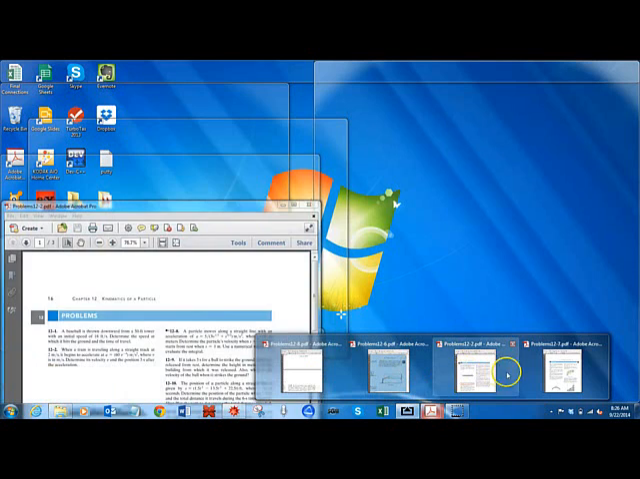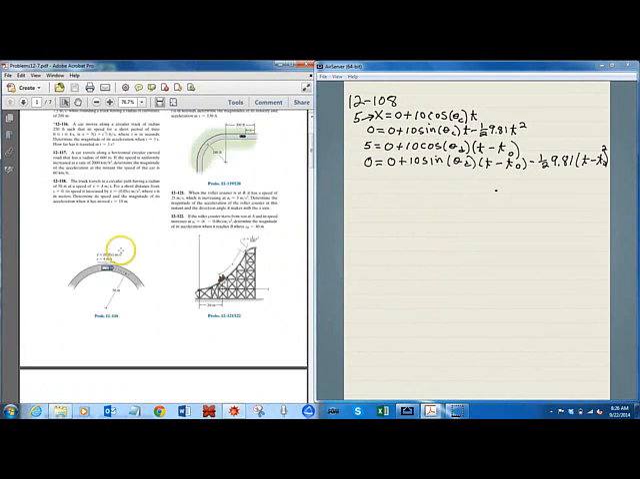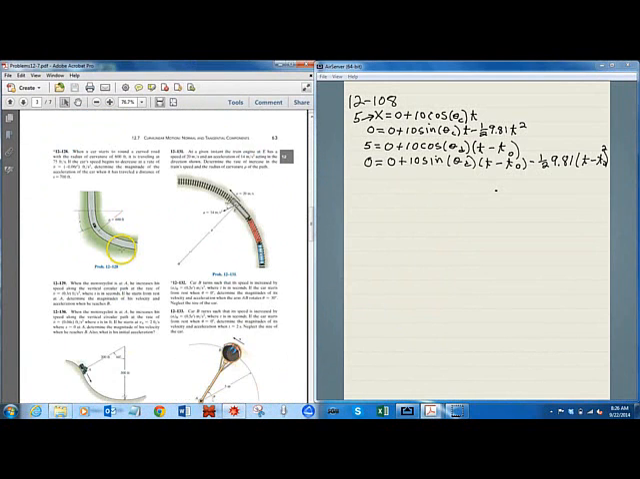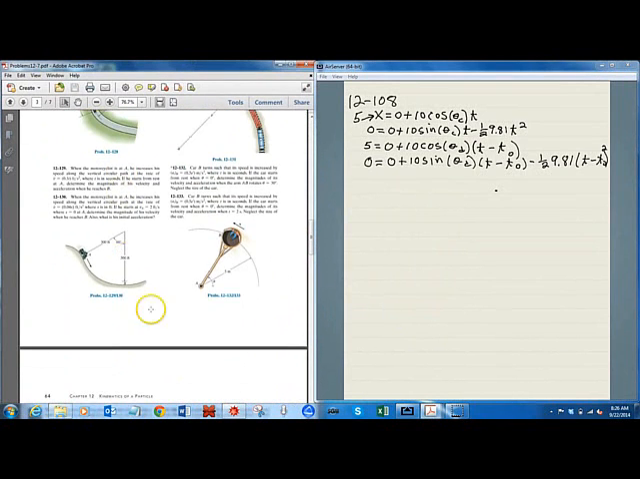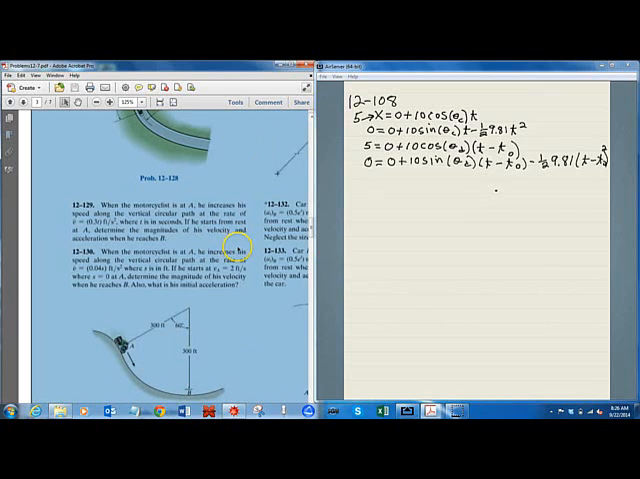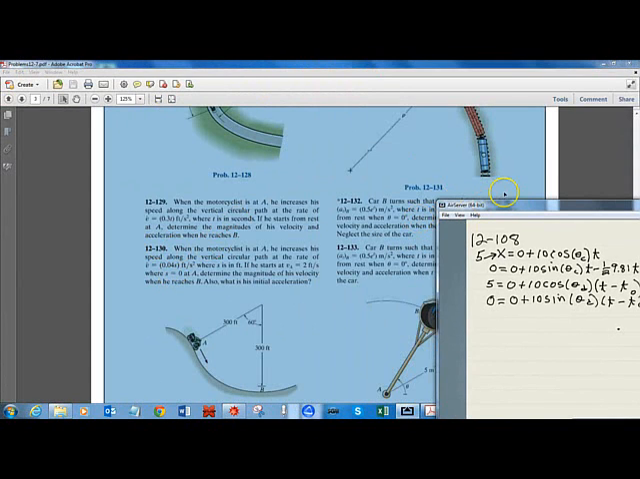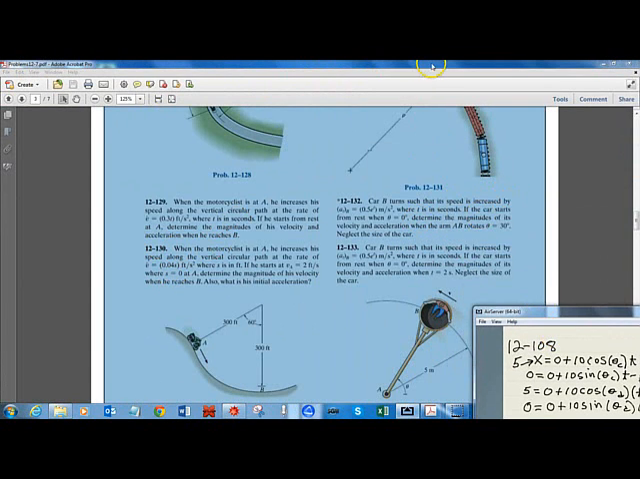Let's see. Tangent normal is in 7, I think. So here we go, and it's 133. Okay, let me enlarge it a little bit. Okay, 133.